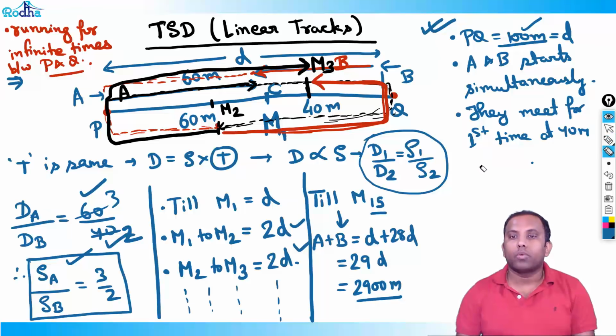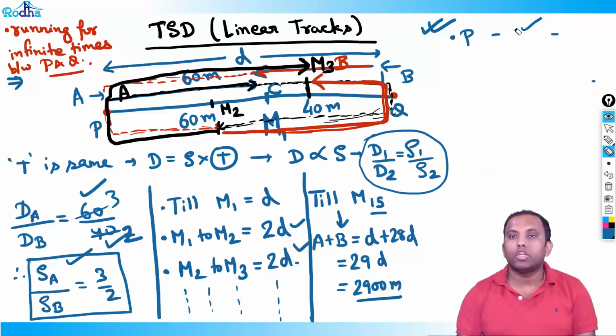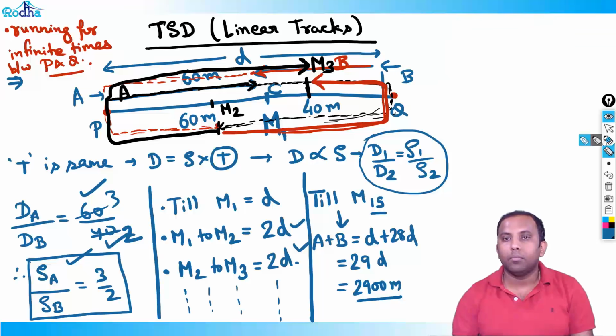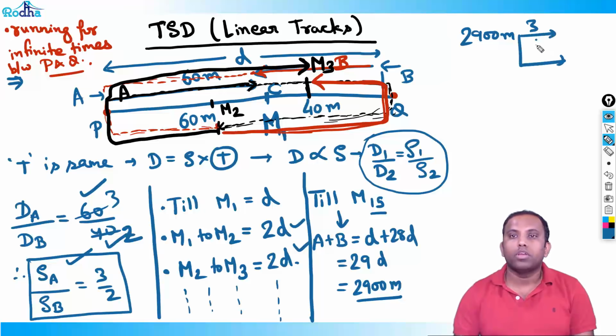So I can write here, 2900 meter in the ratio of 3:2 to find the distances of A and B. 2900 in 5 parts, so one part is how much? 2900 by 5. How do you divide by 5? Double and divide by 10. So 2900 double is 5800, and 5800 by 10 is 580. So one part is 580.